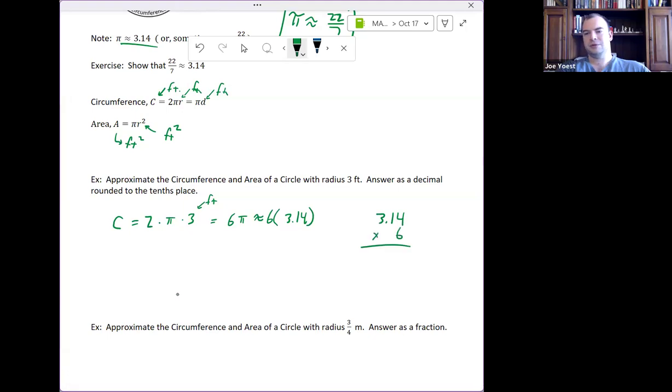So if I do 3.14 times 6, 6 fours are 24. 6 ones are 6 plus 2 is 8. 6 threes are 18. 2 decimal places, 0 decimal places. My answer should have 2 decimal places. My circumference is about 18.84 feet.